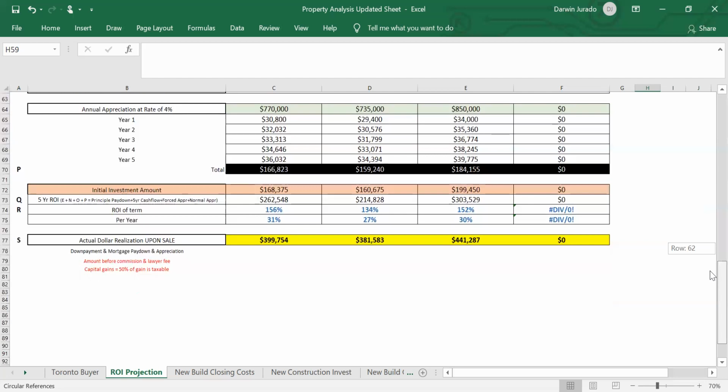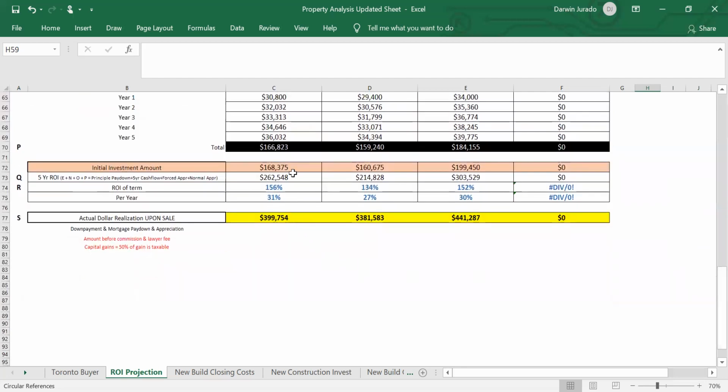And then lastly, of course, all of that information is broken down, tabulated for us, initial investment over 5 years. What does that look like as a percentage? And then finally, when we sell the property, what we can expect cash in hand: the down payment plus the mortgage pay down plus the appreciation. This is what we would expect. And there you go. Very helpful tool.